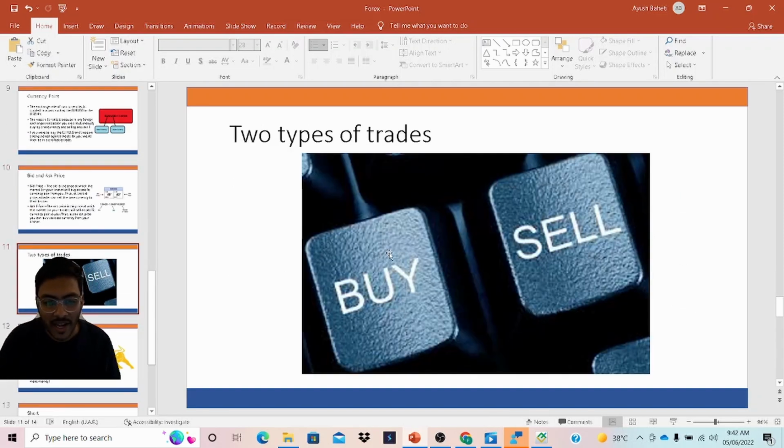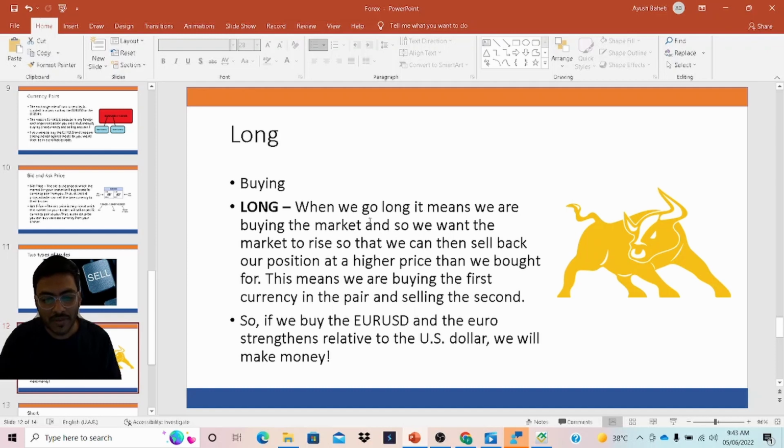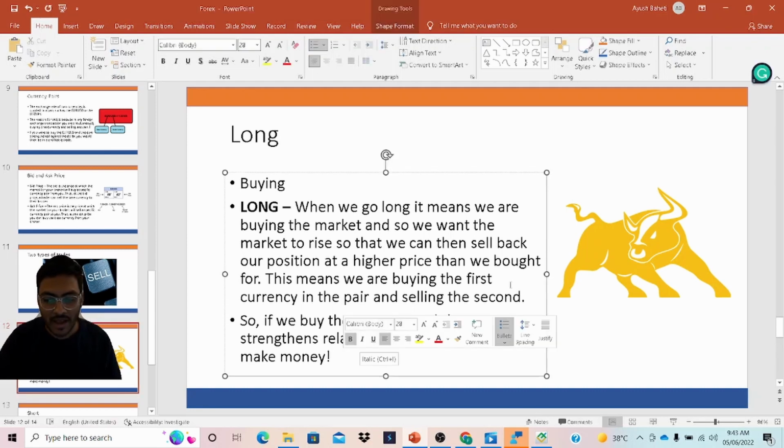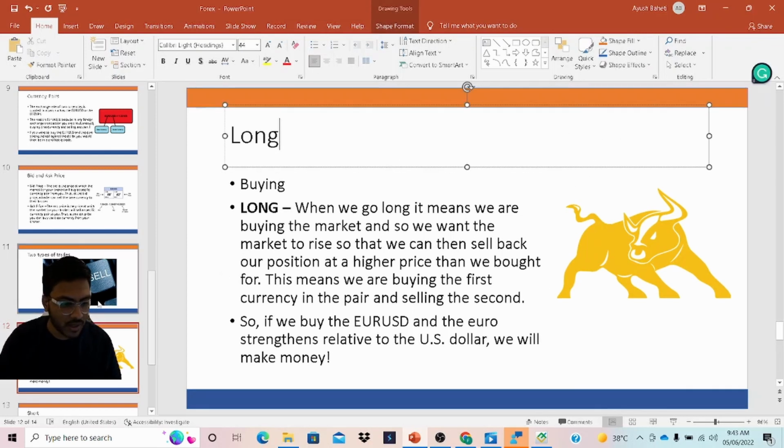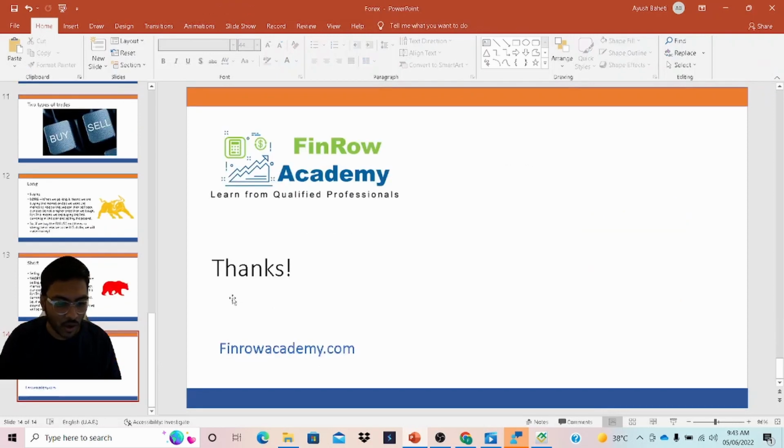Now let's understand the types of trade. There are two types of trade, which are buying and selling. When we go long, it means we are buying the market and we want the market to rise so that we can sell back our position at a higher price than what we bought for. This means we are buying the first currency in the pair and selling the second. So if we buy EUR/USD and the Euro strengthens relative to the US dollar, we will make money. Okay. I think we have discussed this before, how we make money in a long position.